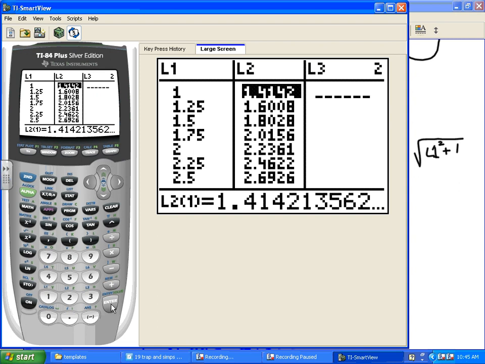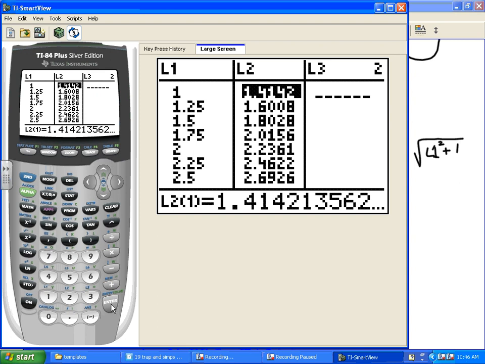Oh, I hope your 82 can handle this. Let's see. Let's make it darker a little bit. Okay, stat 1. Did you go all the way to the top? Now press enter. Okay, now the square root of L1 squared plus 1, close the parentheses. Anybody else having trouble with that?